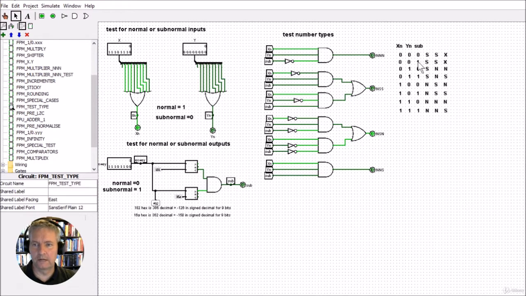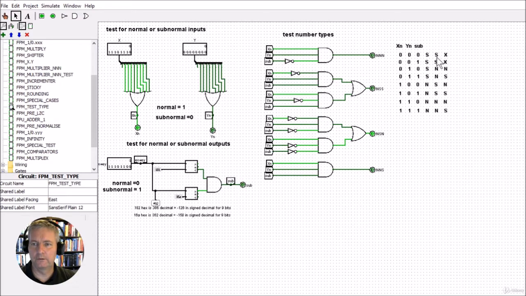So for example, if you take the first one here, we've got 0, 0, 0. So what we're saying is x is a 0, y is a 0. Whenever x is a 0, it's going to be subnormal. And when y is a 0, it would be subnormal as well. And whenever this sub is 0, then it would be a normal output. But we're not really bothered about this output here, because this is going to be subnormal times subnormal.